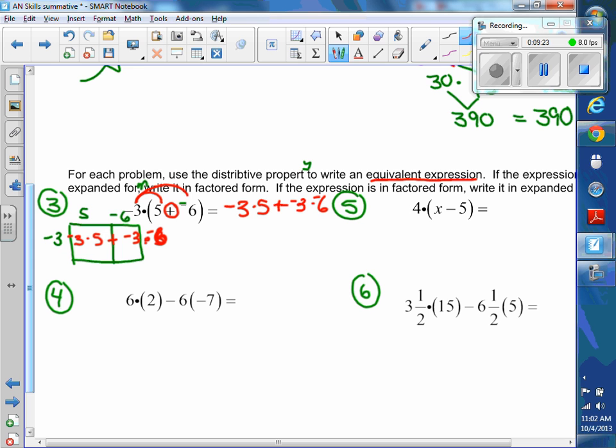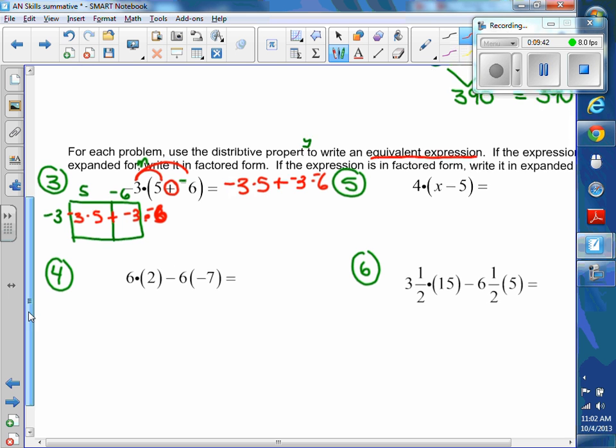Do you get that? Tyson? So when it says equivalent expression, you don't have to do the answer? You don't have to do the answer. Okay. So what would be the equivalent expression for number 4, Ben? Well, I didn't really get number 4.